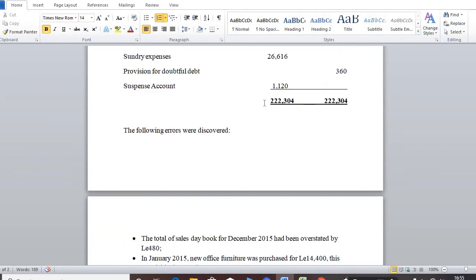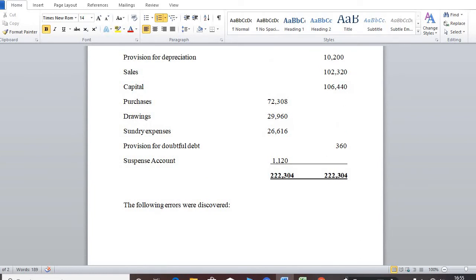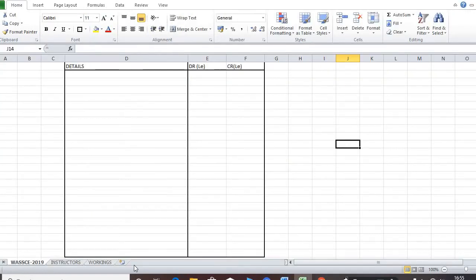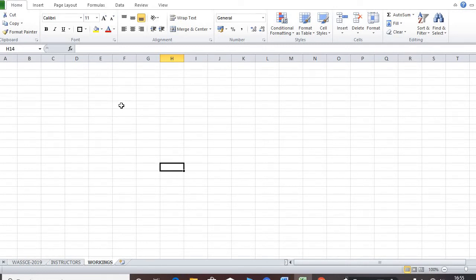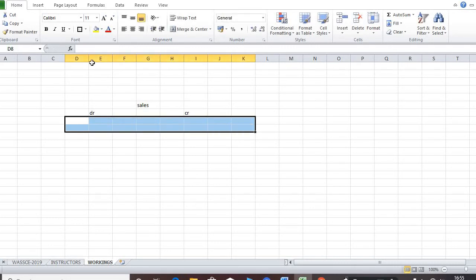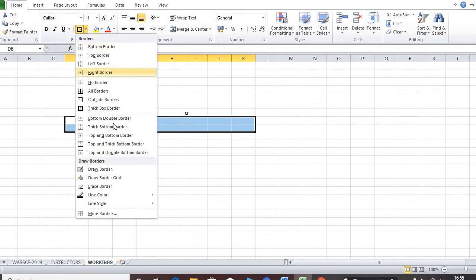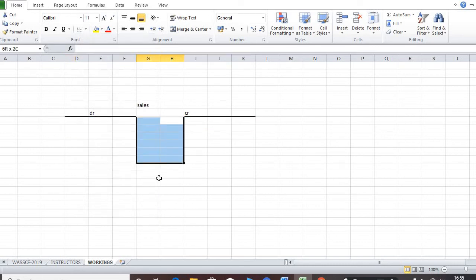So how do we remove this amount from this account? You have to open your sales account. Go to workings. Don't forget to bring workings. So you have your sales account. Here is the debit side, you know how to draft a sales account, and here is the credit side. Don't forget the workings.